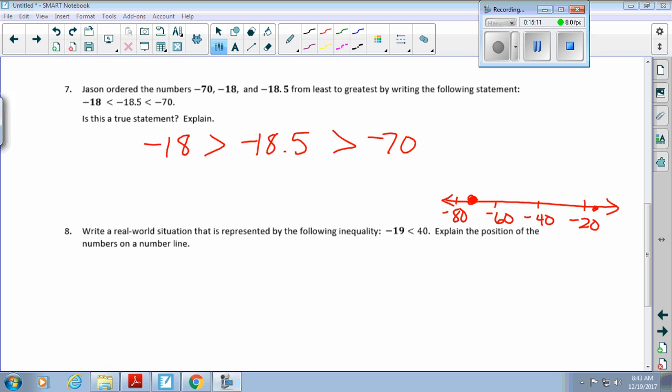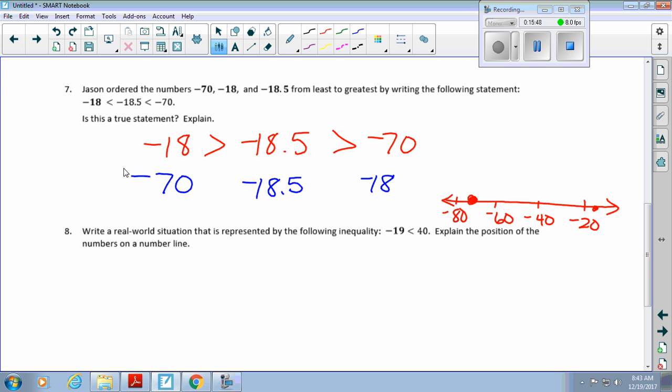All right, let's do this the other way. Negative 70, negative 18.5, negative 18. So now we listed these from least to greatest or greatest to least. Josh? Least to greatest. Very good. They're least to greatest, so therefore what symbol do we want to put in between there? Less than or greater than? So we'd say negative 70 is either less than or greater than negative 18 and a half. Which one would make sense?